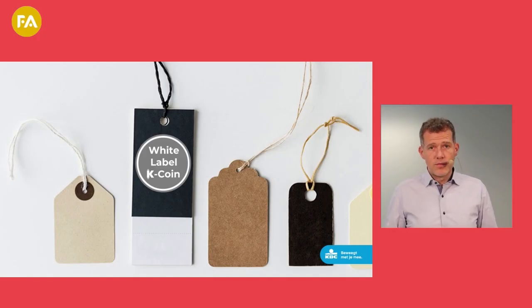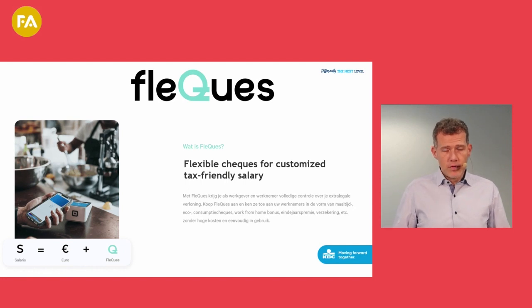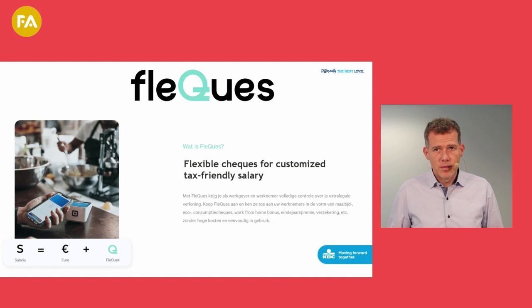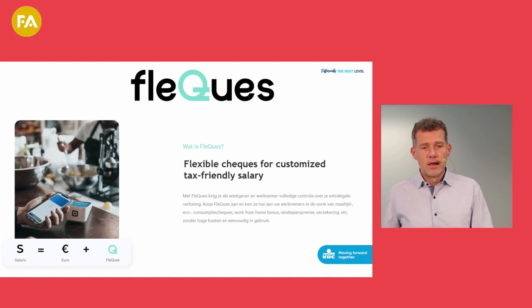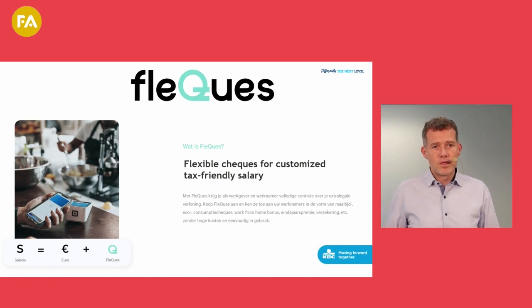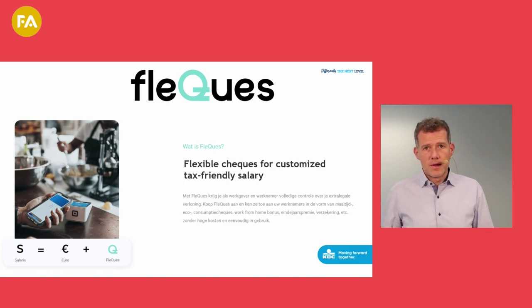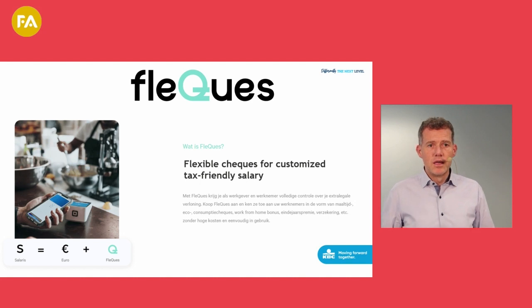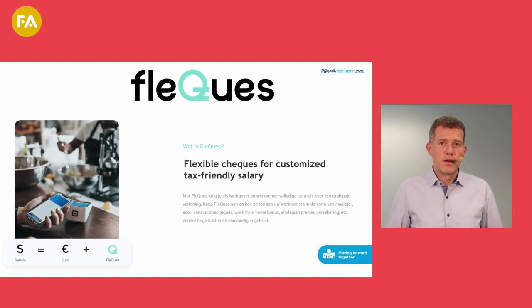Also here we have some challenges. If you look at Flex, let me zoom in on the case first. Flex is flexible checks for customized tax-friendly salary. So that is the extra salary that you get on top of your salary, which can be tax-friendly and which can be spent on different products. What we know already in Belgium is, for instance, the meal vouchers, which you get to buy food. We also have the eco voucher for eco-friendly products. But Flex wants to go further.